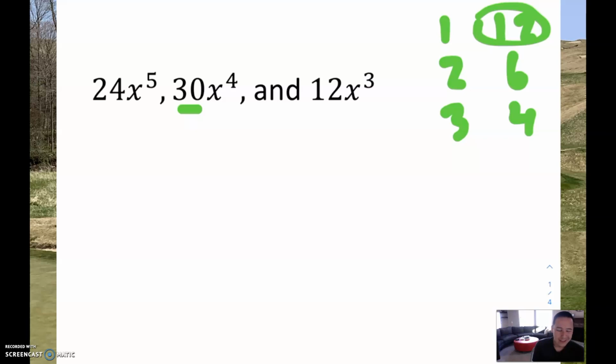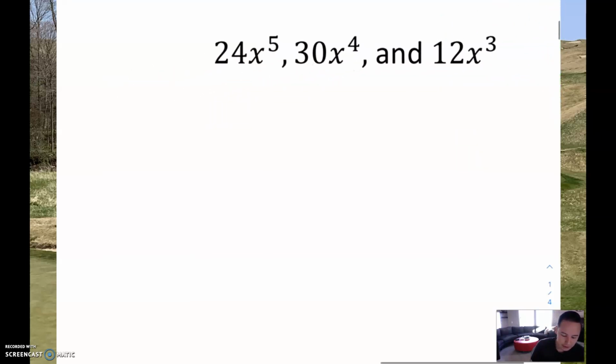No. 12 times 2 is 24, but 12 times 3 is 36, so it does not divide evenly with that 30, so it's not going to be 12. Let's move on to the next one, which is a 6. Does 6 go into 24 evenly? Yeah, because 6 times 4 is 24. Does 6 go into 30 evenly? Yes, because 6 times 5 is 30. And 6 definitely goes into 12, because that's what we determined earlier. So our greatest common factor, in this case, would have the number 6 in it.